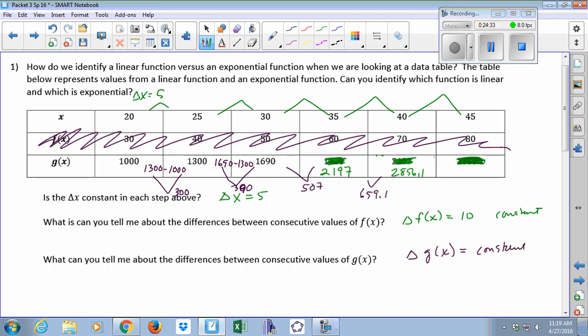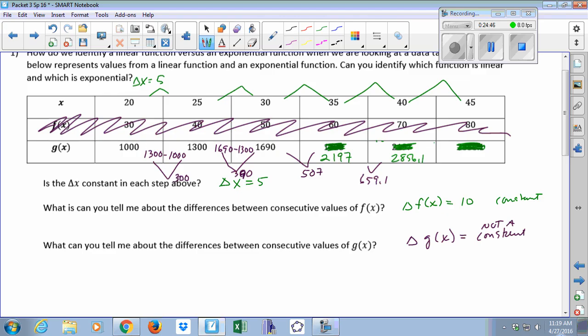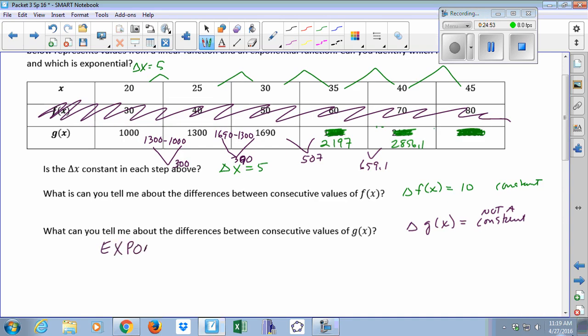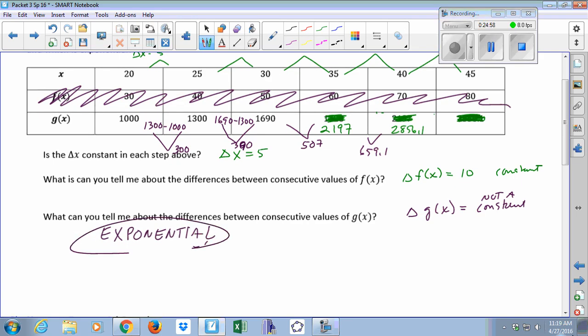So is the change in g of x a constant? No, not a constant. So we know that we would not try to model this data with a linear function, but the first data, yeah, we could model that with a linear function. So the question now is, could we model this data with an exponential? Would that work? So let's see. If you have an exponential function, the consecutive ratio of these changes would be constant. You would have a constant factor.